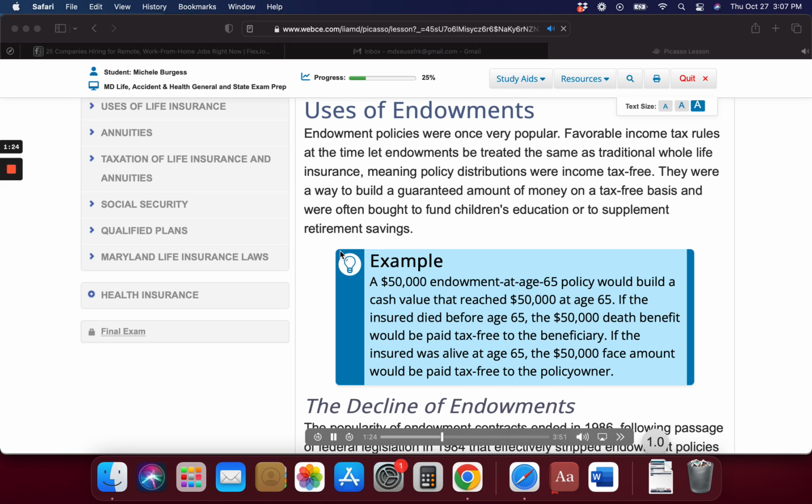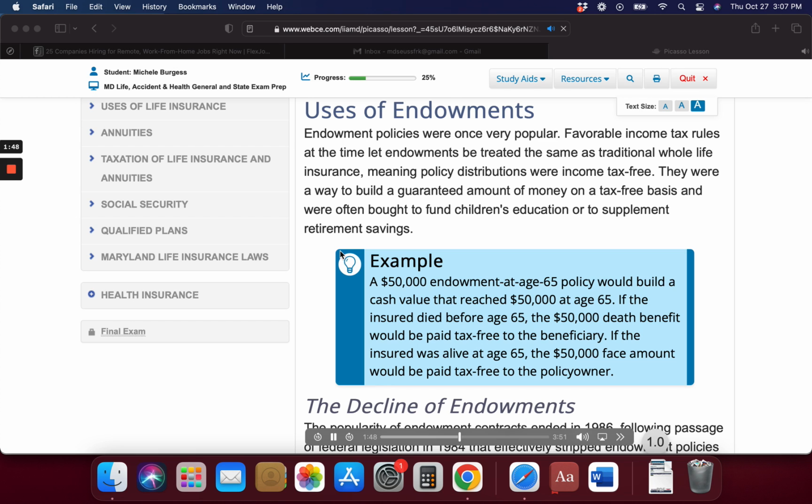Example. A $50,000 endowment at age 65 policy would build a cash value that reached $50,000 at age 65. If the insured died before age 65, the $50,000 death benefit would be paid tax-free to the beneficiary. If the insured was alive at age 65, the $50,000 face amount would be paid tax-free to the policy owner.